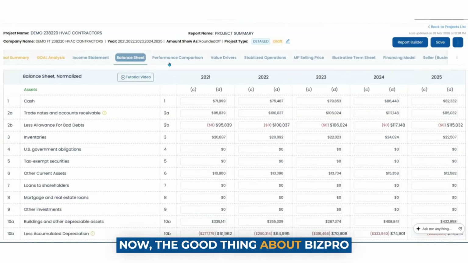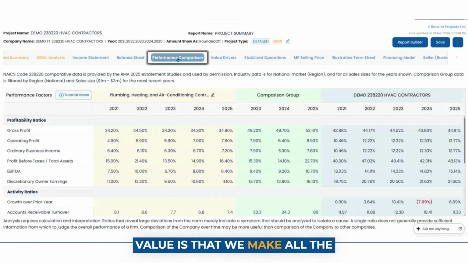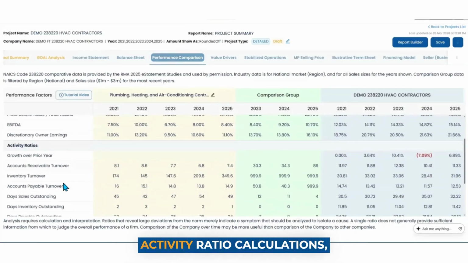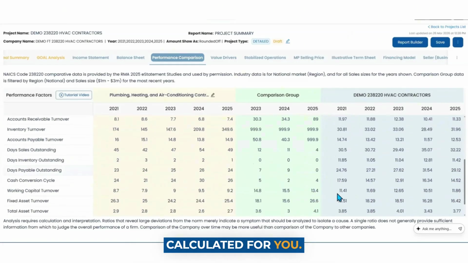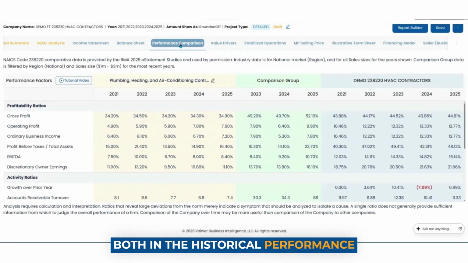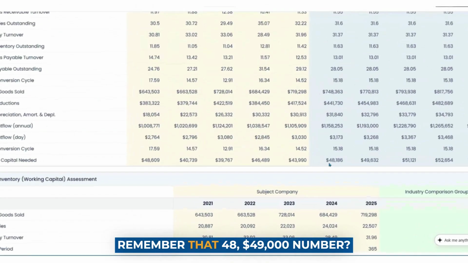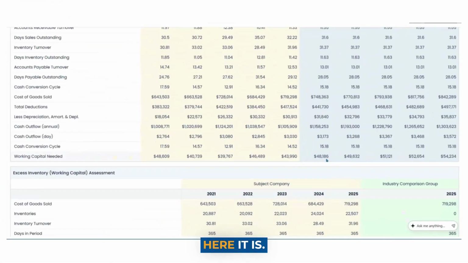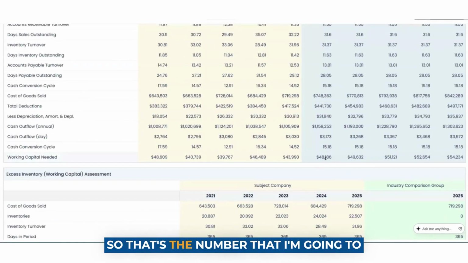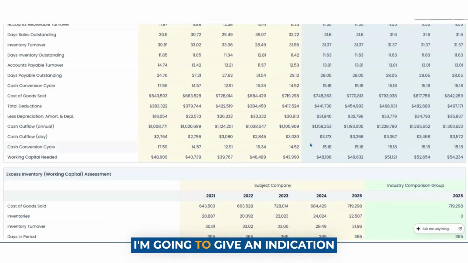Now, the good thing about BizProValue is that we make all the calculations for you, right? All of these calculations, these activity ratio calculations, are automatically calculated for you. All right, both in the historical performance comparison and when we come to our working capital projection. Remember that $49,000 number? Here it is. All right, so that's the number that I'm going to include in my purchase price, because I'm going to give an indication of value on the cash flows, but we're also going to typically include some working capital.